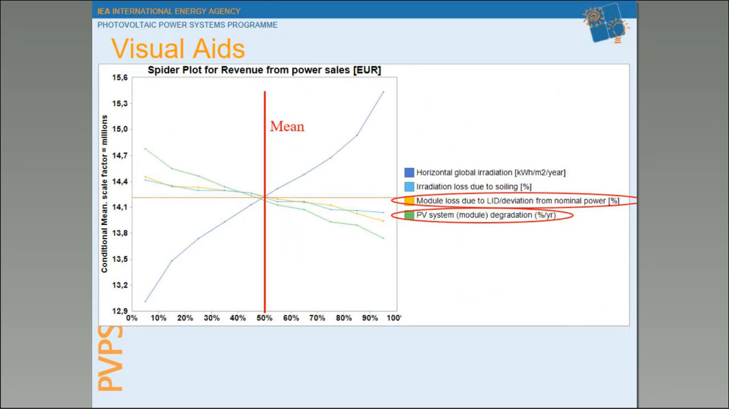This spider plot shows us the effective impact of each parameter. In other words, which parameters are most sensitive to change. It shows us the functional relationship between the parameter and the change from the mean value. In this spider plot, the revenue from energy sales, the slope is an indication of how sensitive the relationship is between this value and the change in revenue.